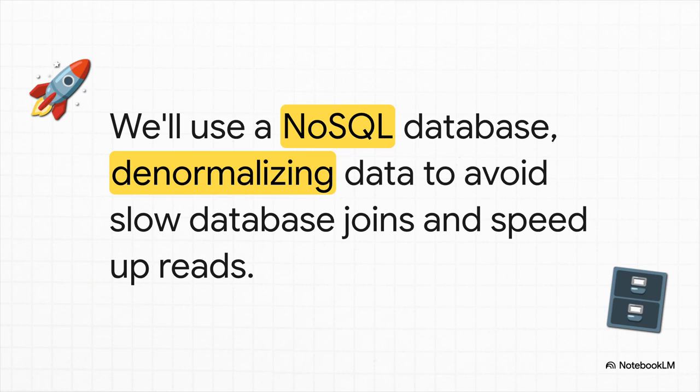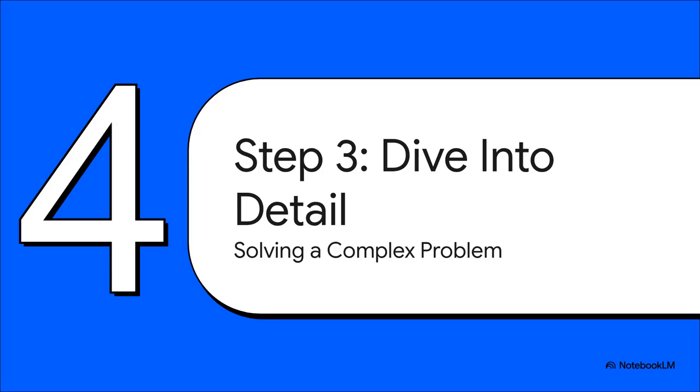Now, for the database itself, we're probably going to lean towards a NoSQL solution. This lets us do something called denormalizing the data. That's just a fancy term for storing related information together to avoid slow, painful database joins. So, for instance, we could stick the uploader's profile picture URL right inside the video's data record. Yeah, it's duplicating data, but it makes reading that data way, way faster because we get everything we need in one shot.